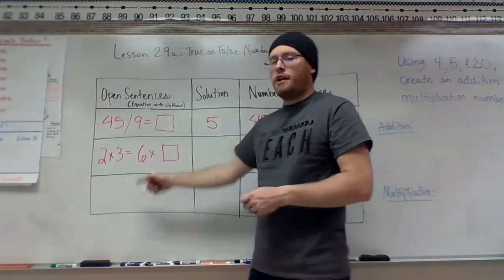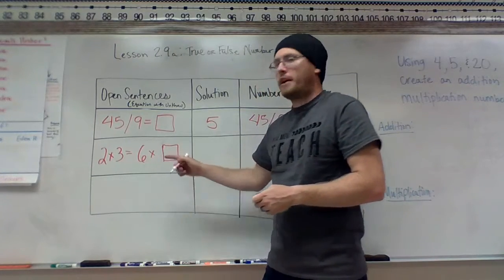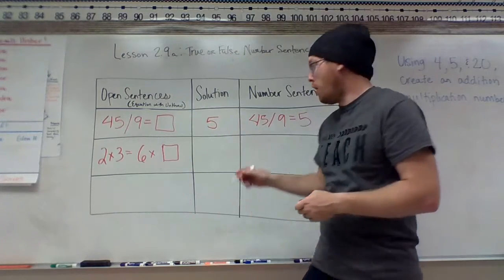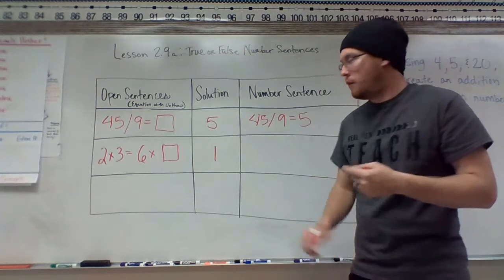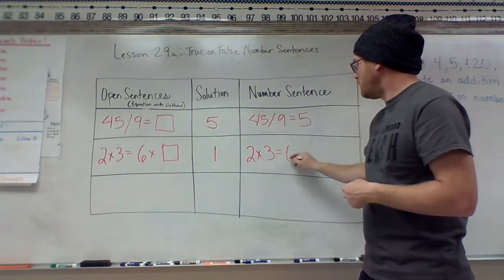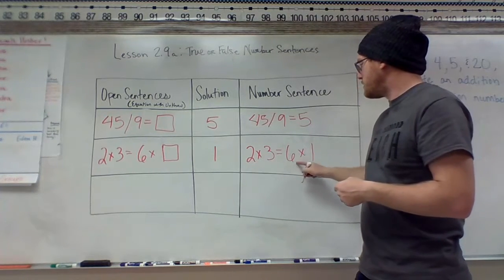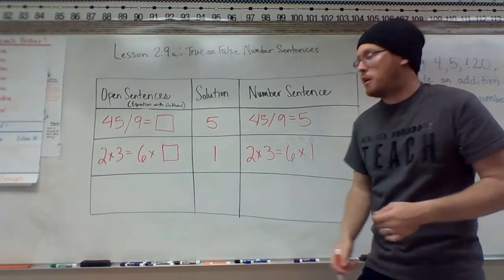So 2 times 3 I know is 6. All right. Over here, 6 times something has to equal 6. So 6 times 1 equals 6. So now that I found my solution, I have to write my number sentence. 2 times 3 equals 6 times 1. So 2 times 3 is 6, 6 times 1 is 6, and they both equal the same.